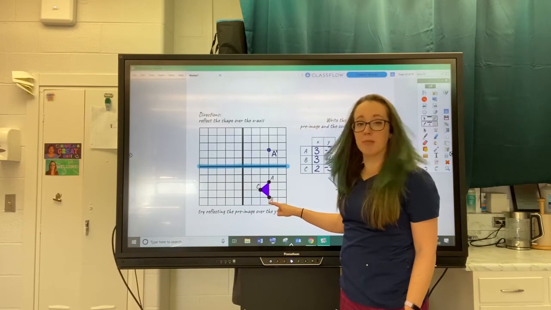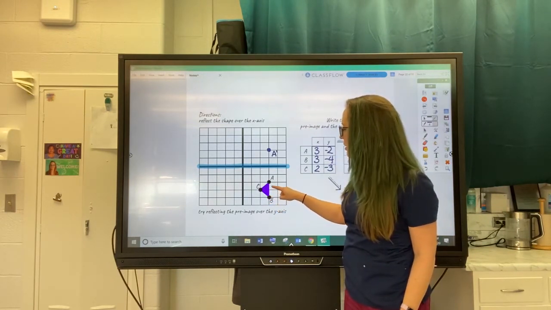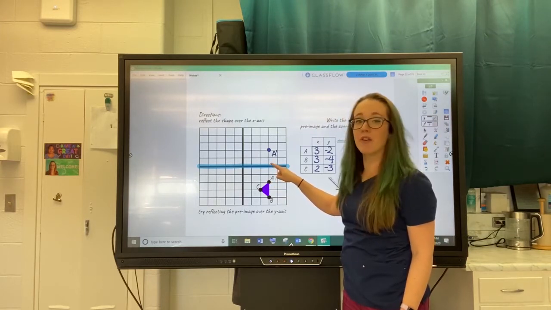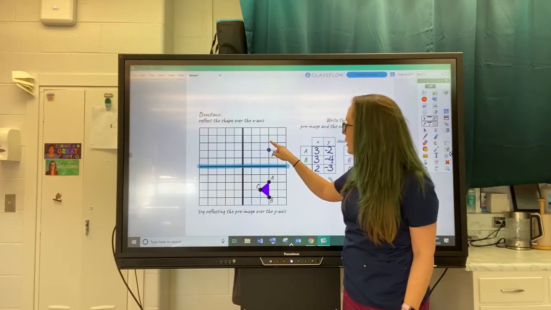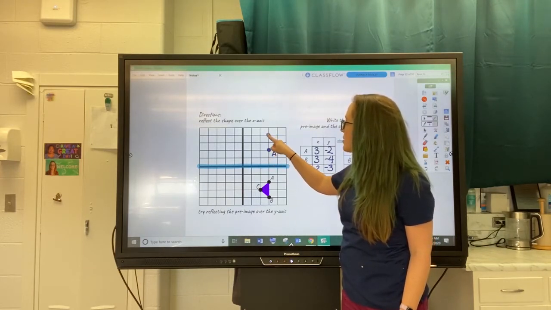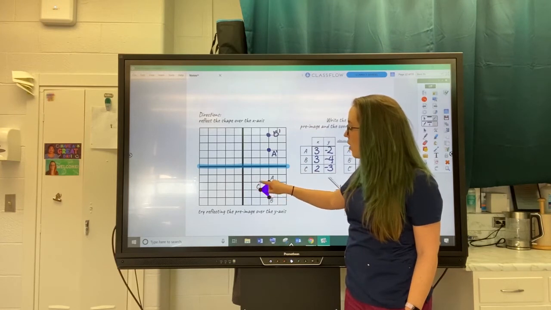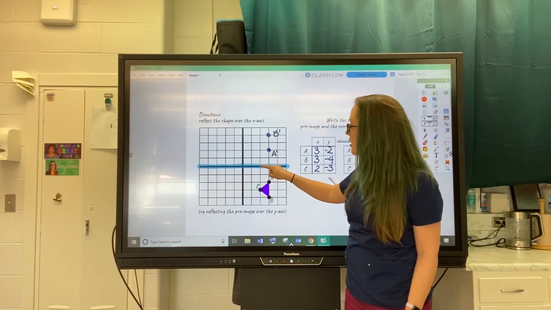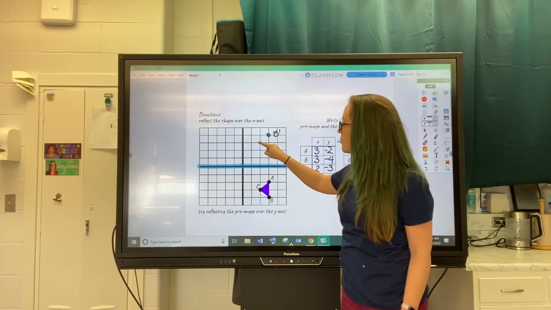And then I'm going to do the same thing with B. I'm going to count how many blocks from the x-axis. 1, 2, 3, 4. So I'm going to count 4 on the other side. 1, 2, 3, 4. And that's where B prime goes. Now let's do the same thing for C. C is 1, 2, 3 spaces from the x-axis. So I'll go 1, 2, 3 spaces from the x-axis.